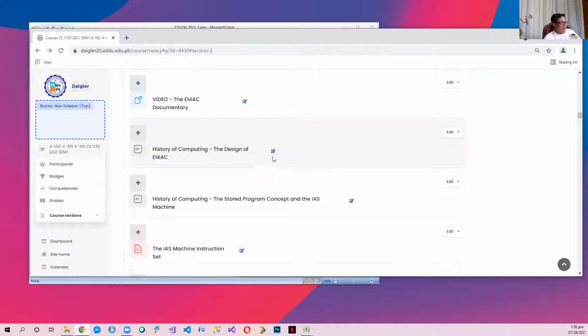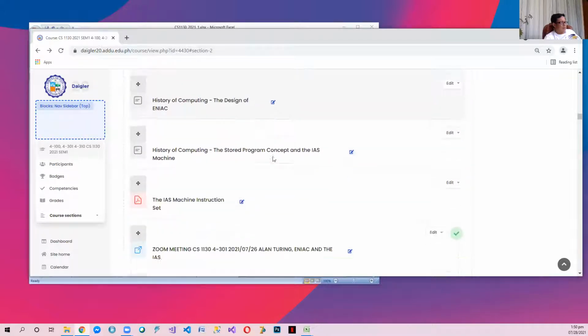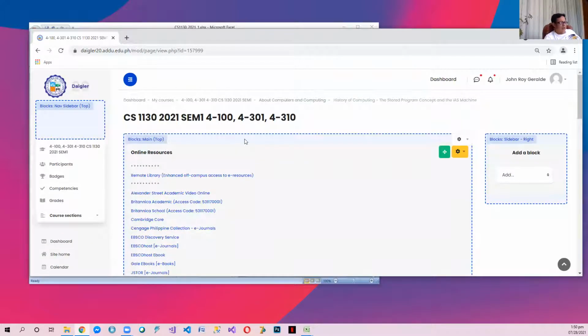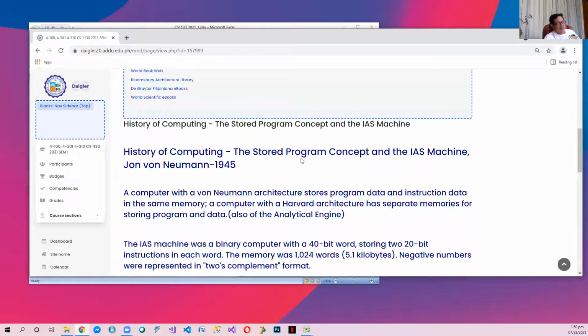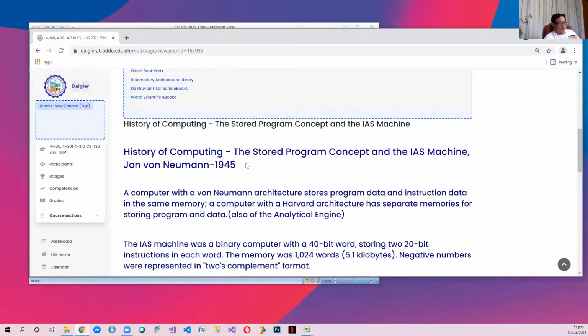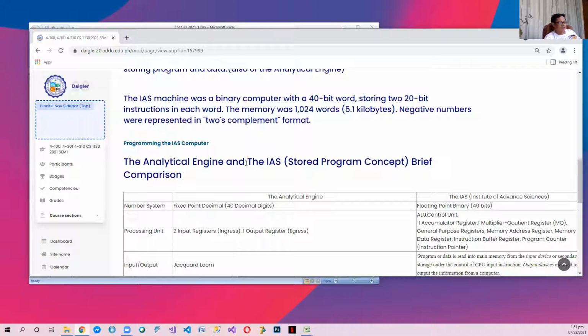And then the next computer is the IAS machine. Now, this was invented by John von Neumann from Princeton, the same university where Alan Turing came from. Okay, this is called the stored program concept. Do you follow? So we have described what a stored program concept is, right?